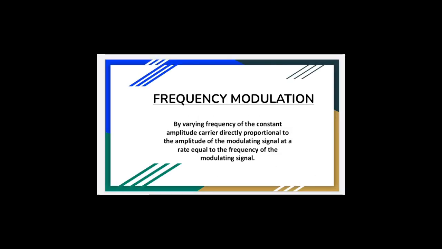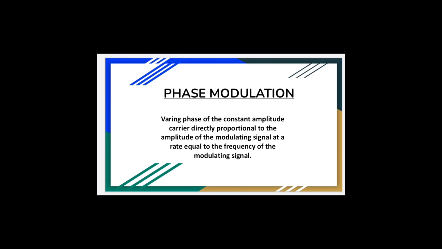Frequency modulation: varying the frequency of the constant amplitude carrier directly proportional to the amplitude of the modulating signal at a rate equal to the frequency of the modulating signal. Phase modulation: varying the phase of the constant amplitude carrier directly proportional to the amplitude of the modulating signal at a rate equal to the frequency of the modulating signal.